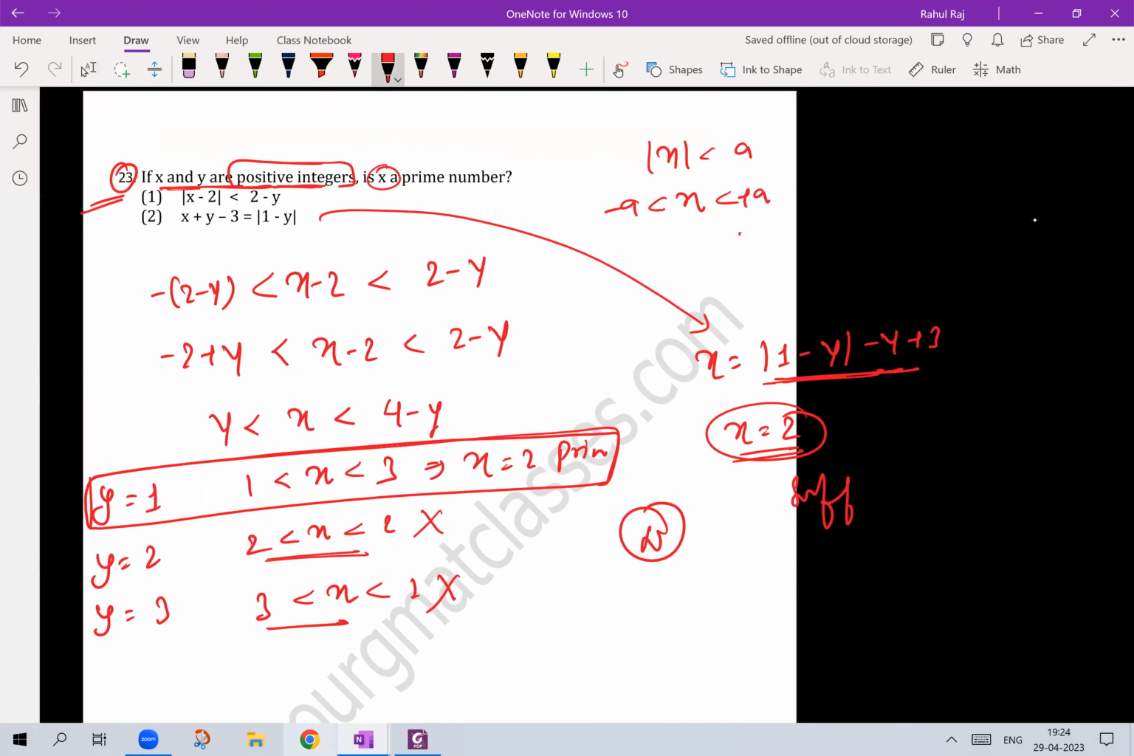Any value you take of y does not matter at all. You take 1, you take 2, you take 100, you take 1000, you will get x is equal to 2. Okay. Is this clear? Any doubt?